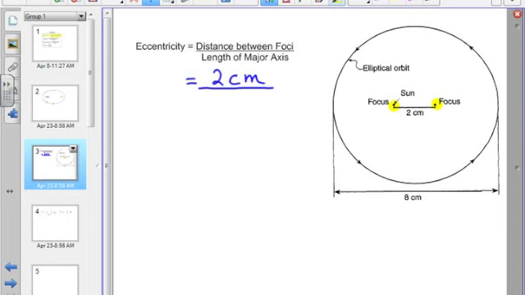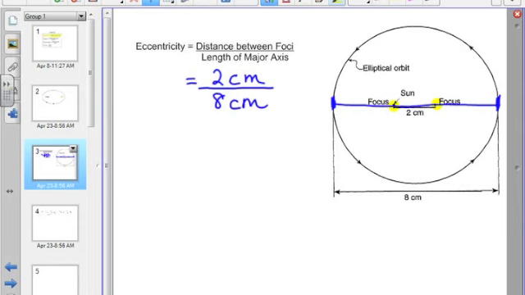Now, the length of the major axis is going to take us from one end of the shape, right here, all the way to the other end of the shape. It's got to travel through the two focal points. If you don't do that, you're going to wind up with a measure that's a little bit too small. So it goes from one end of the shape through the two focal points to the other end. In our example here, that measured value is 8 centimeters. So I'll plug that in on the bottom.